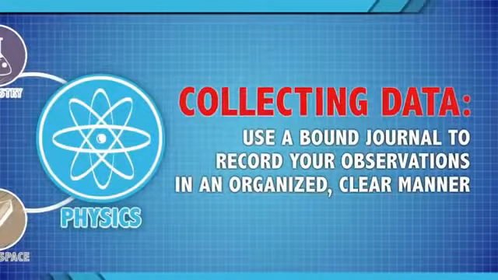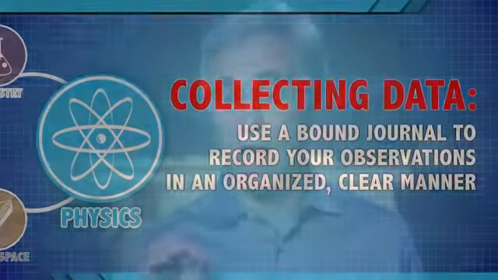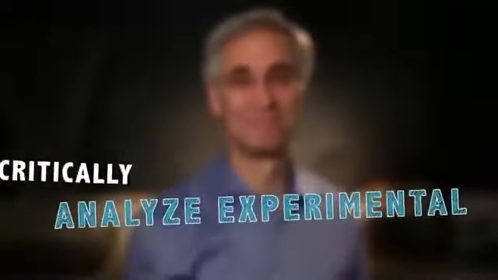Collecting data. Use a bound journal to record your observations in an organized, clear manner. A good scientist will be paying attention to all the other things that might or might not be controllable as you're doing the measurement. For example, what's the temperature today? What's the humidity? Is the wind blowing? Once you've collected your data, they're not science yet. The science comes from analyzing those data and developing models that fit the data and that can be useful for explaining our world.